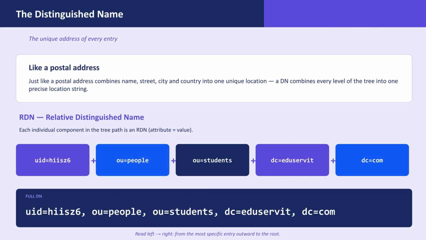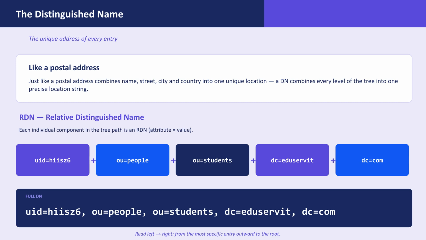Now that we understand the structure of the DIT, we can understand how the LDAP server locates any entry instantly. Every entry in the DIT has a globally unique address called the distinguished name, or DN. Think of a DN as the full postal address of an entry. Just like a postal address needs the name, the street, the city, and the country to be unique, a DN combines every level of the tree into one precise location string.